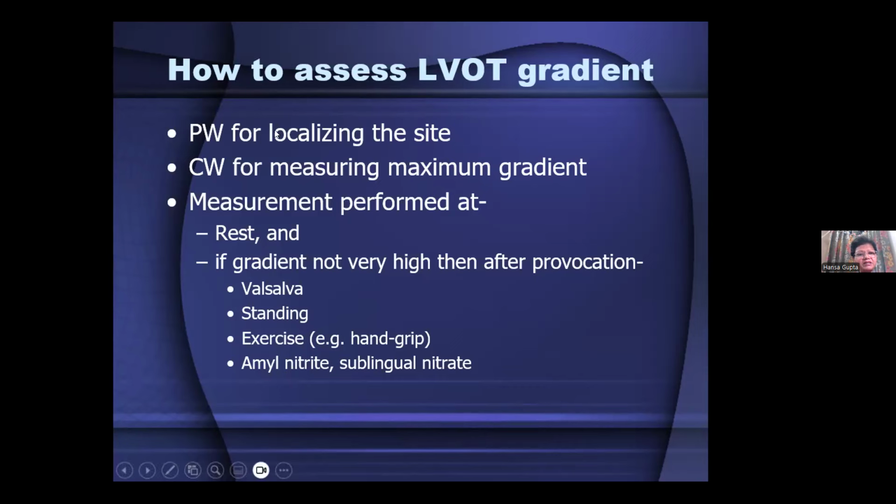From the apex, you will put a pulse wave, and you will keep coming down towards the LVOT. And wherever you find the maximum, you will assess that and locate where the maximum obstruction is, because that is also very essential for treatment like myomectomy or septal ablation. Okay, so you assess the gradient at rest and also with provocation. So what are the provocations most commonly used? Valsalva.